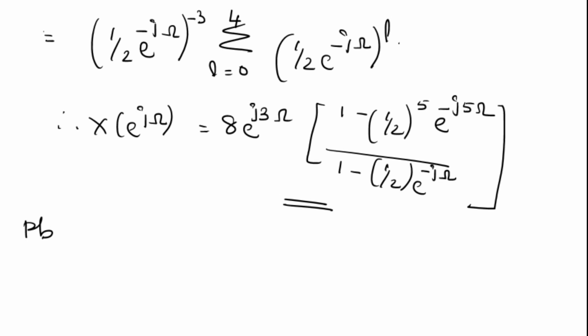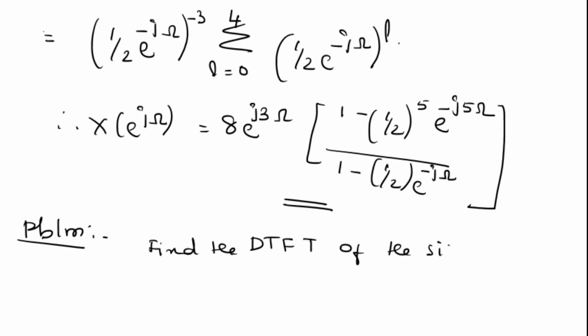Next problem, find the DTFT of the signal x of n is equal to n into half to the power mod n.